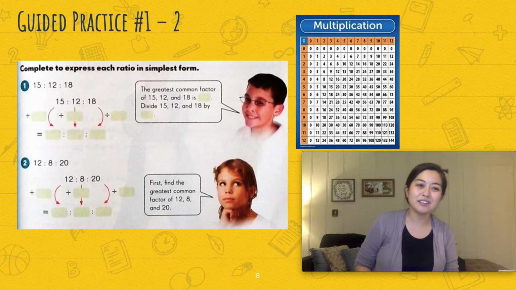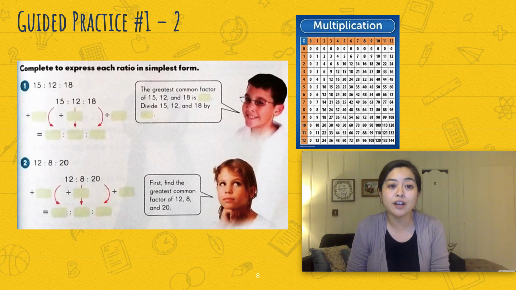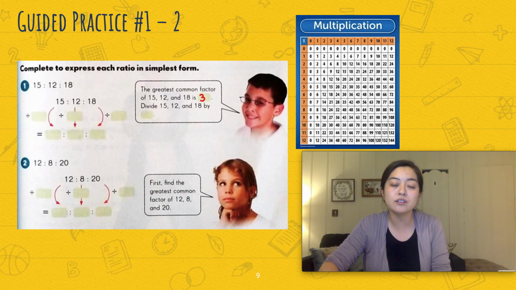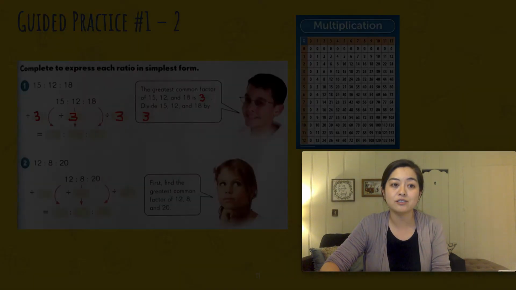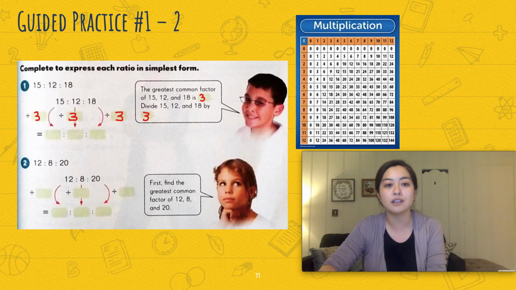Hey, how was it? All right, well, let's see. For number 1, the greatest common factor of 15, 12, and 18 is 3. So we're going to divide 15, 12, and 18 by 3. So let's divide 15 by 3, 12 by 3, and 18 by 3. And what do we get? We get 5 to 4 to 6.